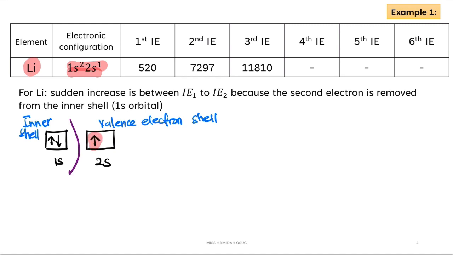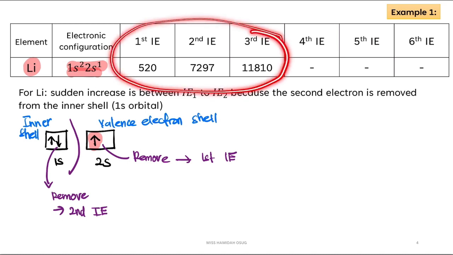Electrons will be removed from the outermost shell first. So the electron in the 2s orbital will be removed first. That removal will give the first ionization energy for lithium. Then the second electron will be removed from the 1s orbital, and the removal of that electron will become the second ionization energy.